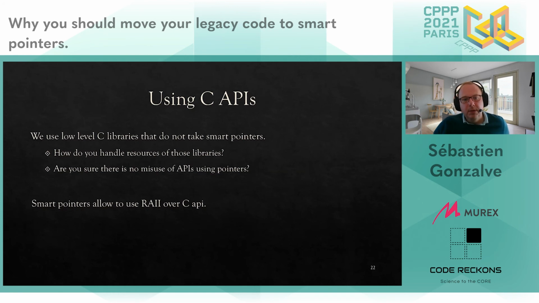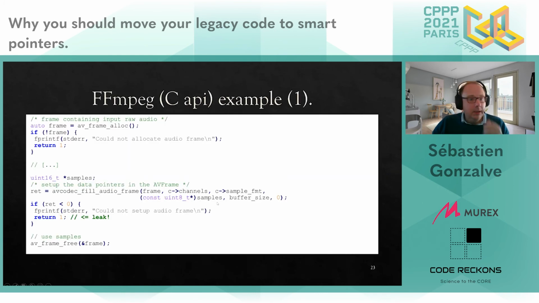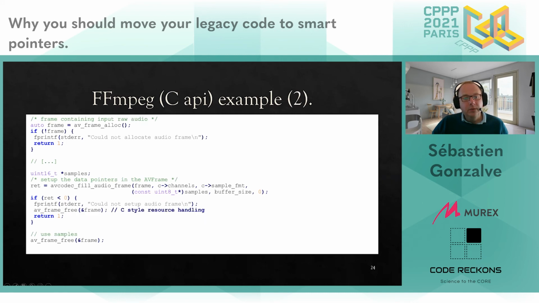So usually people end up using C APIs for many reasons. Maybe it's MySQL, maybe it's OpenSSL, maybe it's FFmpeg, and these are C APIs, and it makes RAII quite difficult at first sight. But with a smart pointer, you may use that. So here is an example with FFmpeg, which allocates a frame with alloc and needs, you see here, the link to free them via frame free. So this would be the correct code.